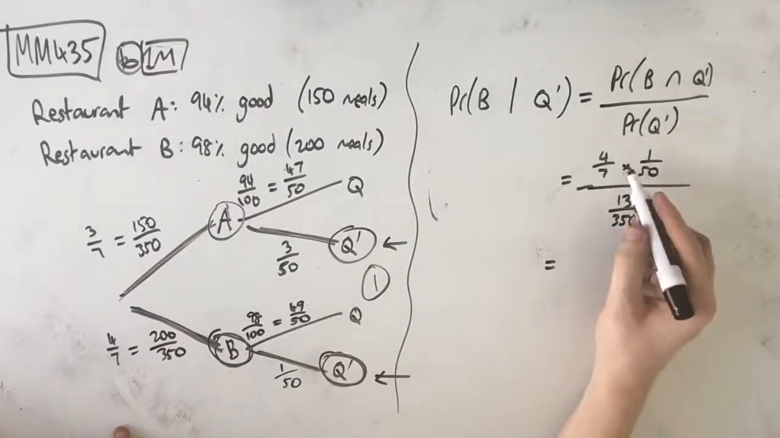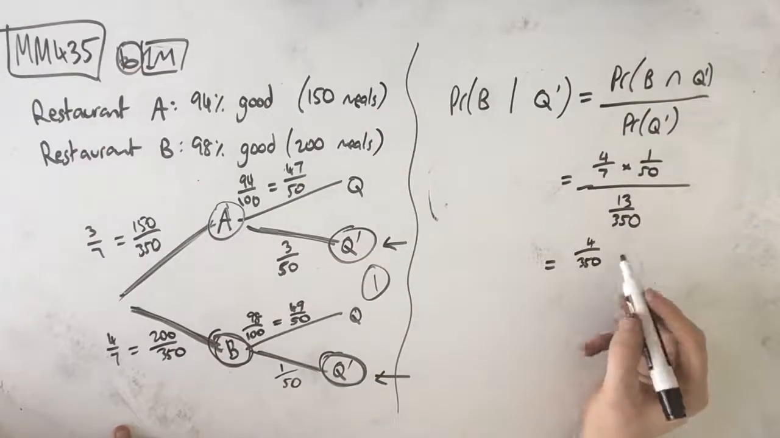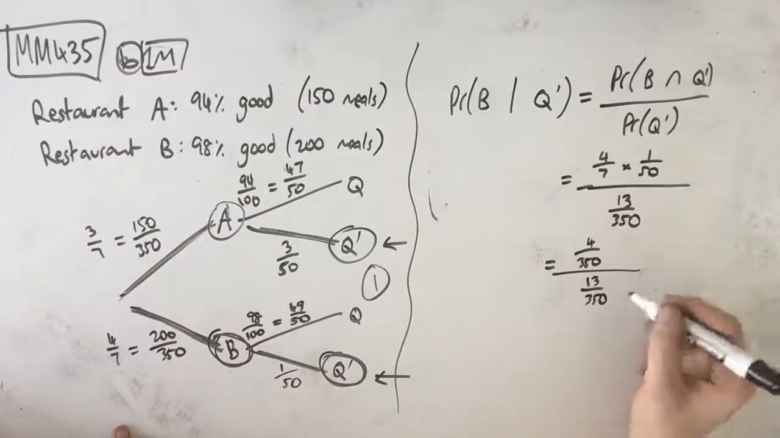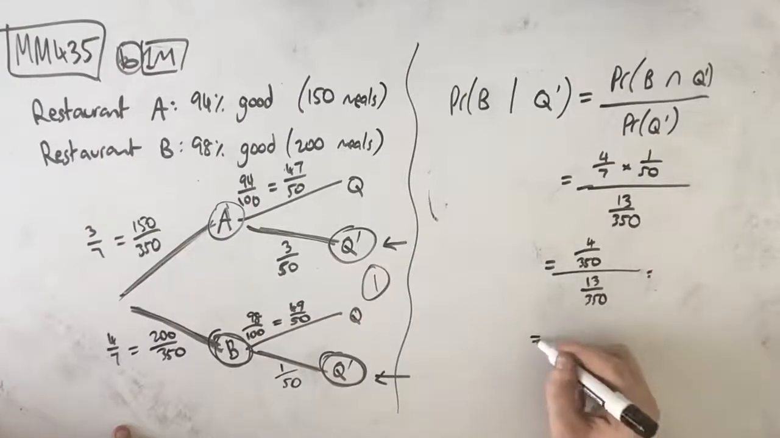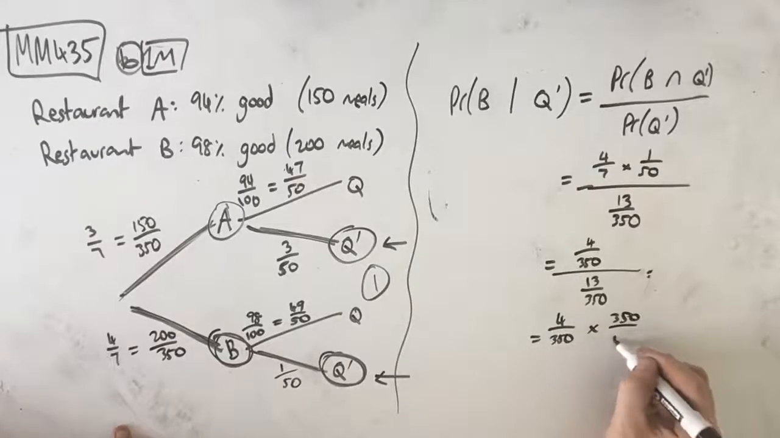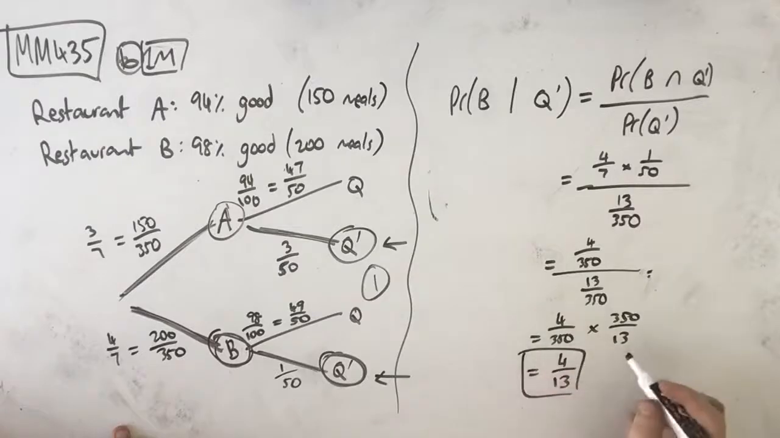Now we've got 4 on 7 times 1 on 50, which is 4 on 350, divided by 13 on 350, which is the same as 4 on 350 multiplied by 350 on 13, which is equal to 4 on 13. Now the answer there is 4 on 13, it's only a 1 mark question, so that's our 1 mark.